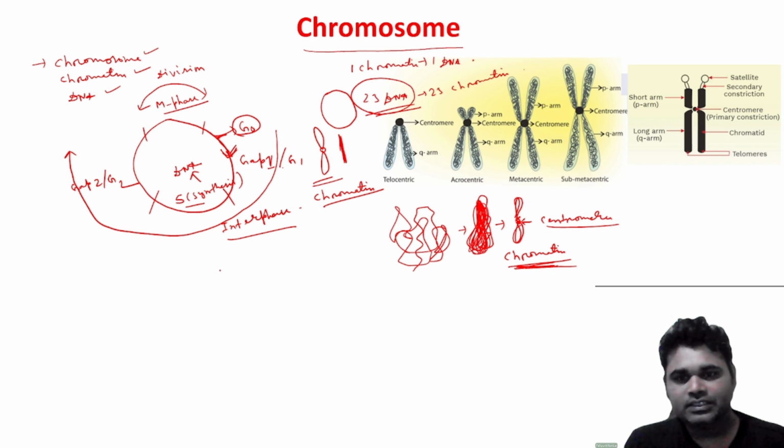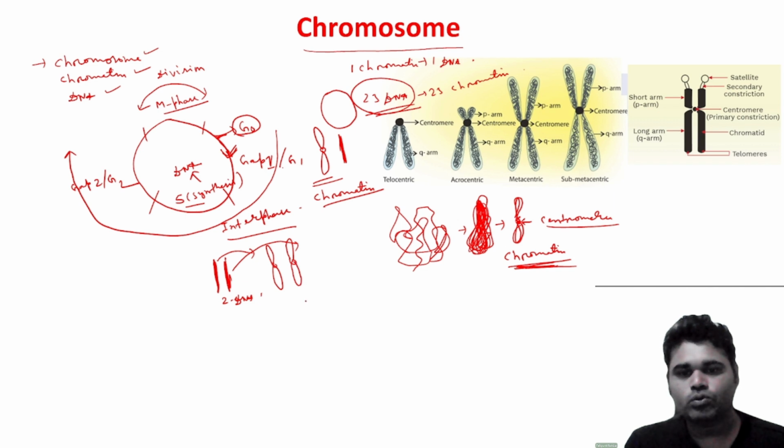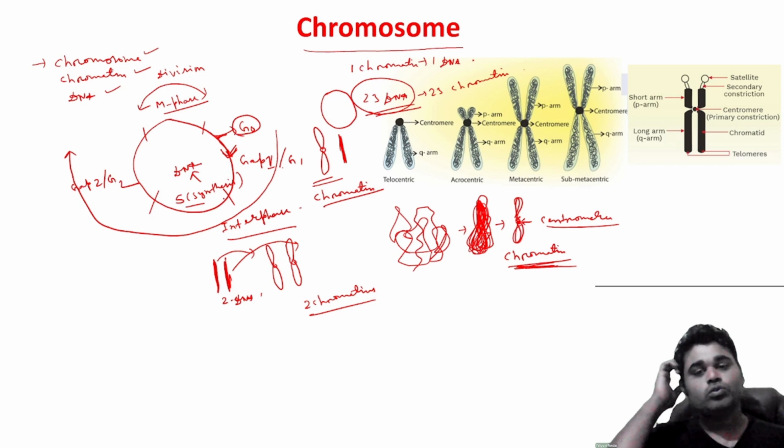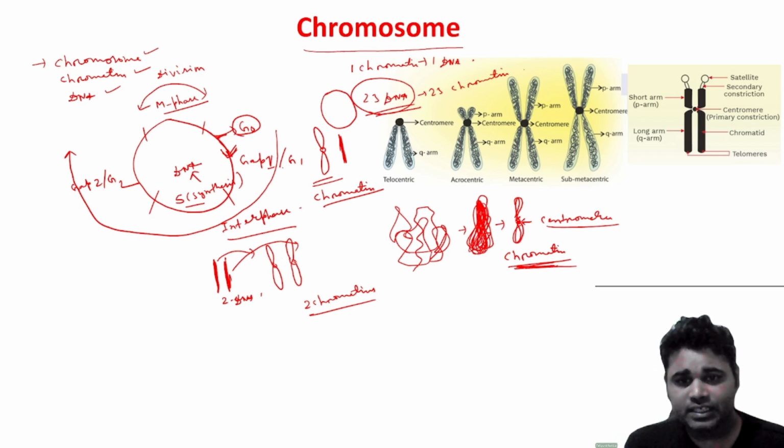In the S phase, one DNA replicates, and now two DNA are formed. Each one coils together to form a chromatin. So two chromatins are formed here in the S phase, and now these two chromatins are joined, and it looks like this.